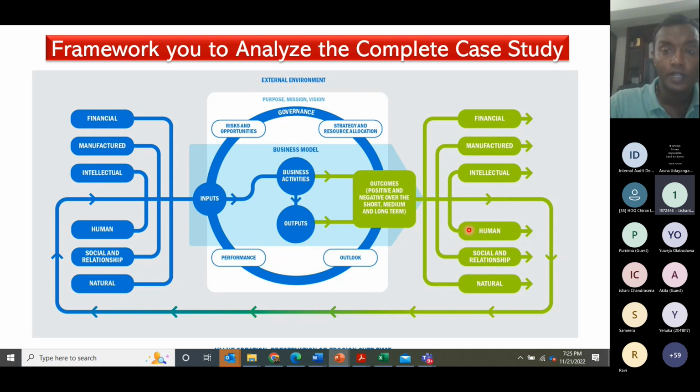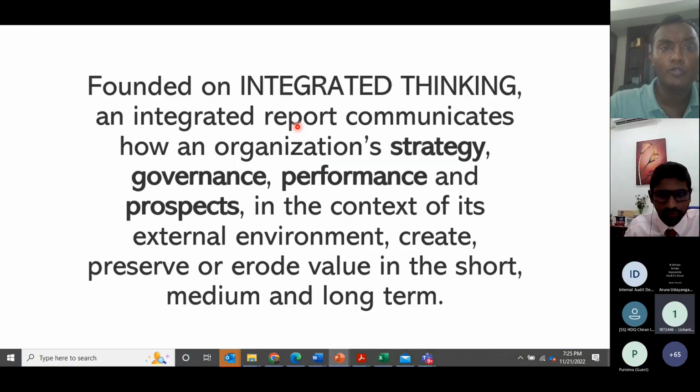So that's all about enriching the society, human beings. So there are a lot of benefits in terms of the human. So that is how the Six Capital works as input as well as outcome. And remember, this is a very powerful explanation of IR.